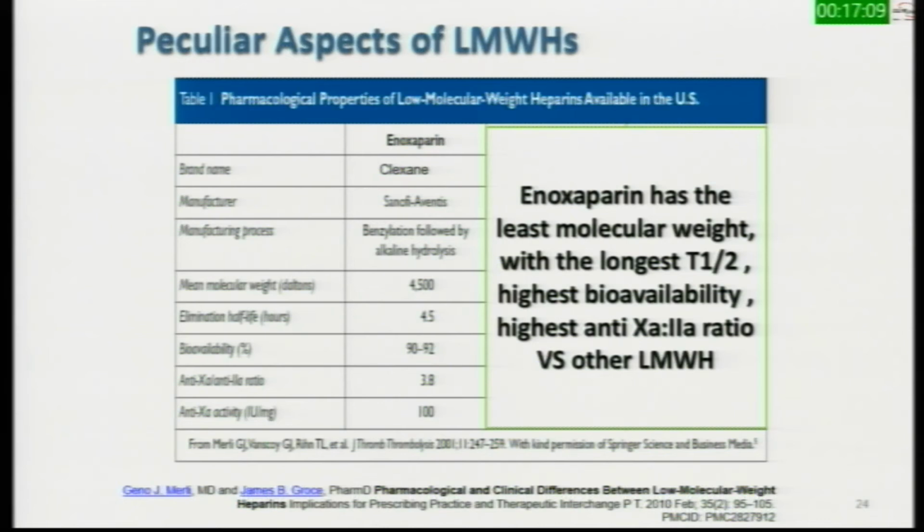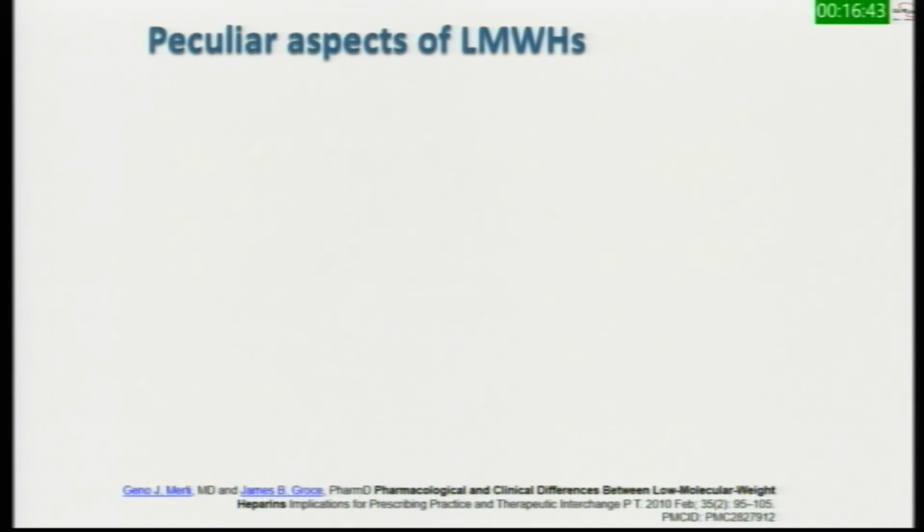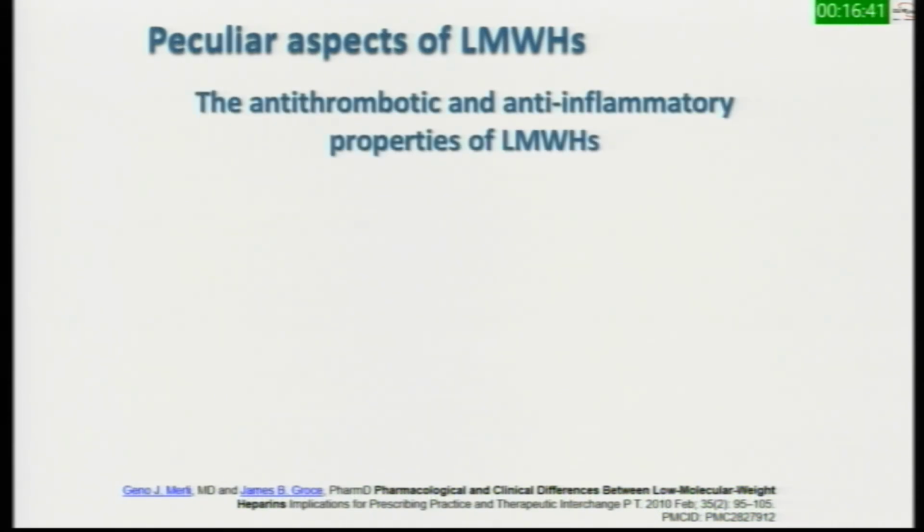The peculiar aspects of low molecular weight heparins. We know that enoxaparin has the least molecular weight with the longest half-life, the highest bioavailability, and the highest anti-Xa to anti-IIa ratio versus other low molecular weight heparins. Also, low molecular weight heparins have antithrombotic and anti-inflammatory properties.